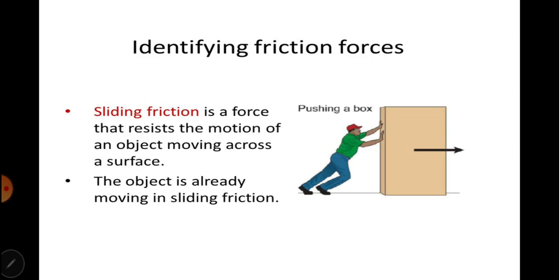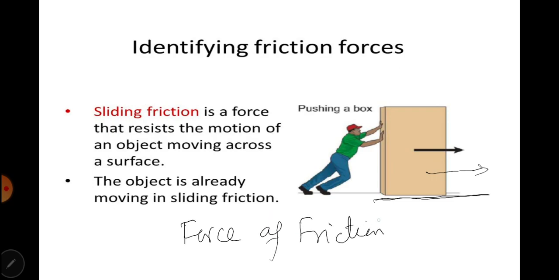Now this body is sliding on the earth's surface. Sliding friction is a force that resists the motion of an object moving across a surface. The object is already moving in sliding friction. Simply you can say that sliding friction is a force of friction between two bodies.